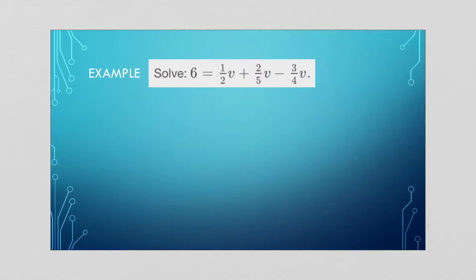Alright, so for this one, again, we've got variable term, variable term, variable term, constant term, and all of our variable terms are already collected on one side of the equal sign. So on my calculator, I am typing in 1/2 plus 2/5 minus 3/4. Notice I didn't say the v's on any of those. I'm just adding my coefficients or subtracting my coefficients. So on the left-hand side, that didn't change. I'm left with 6.